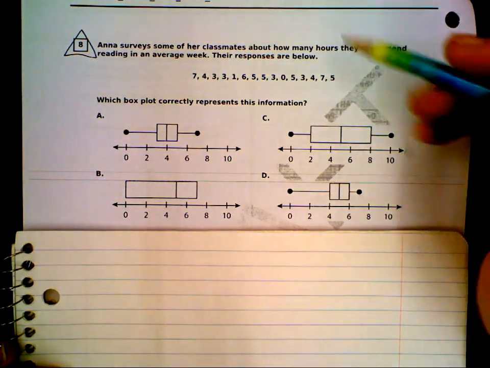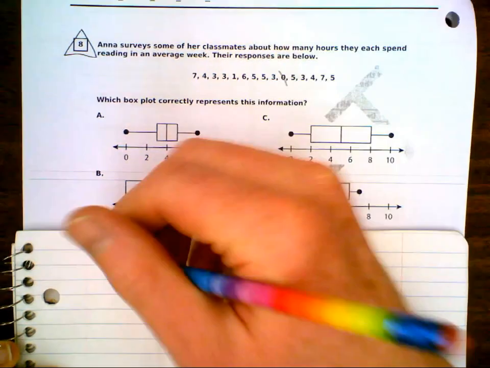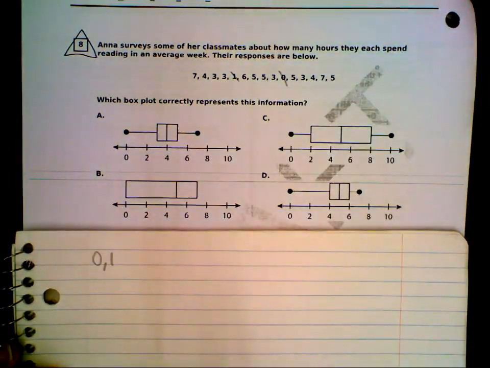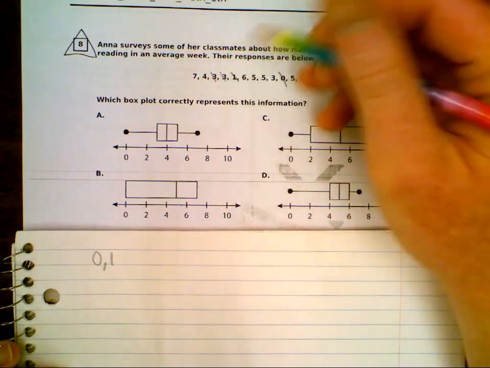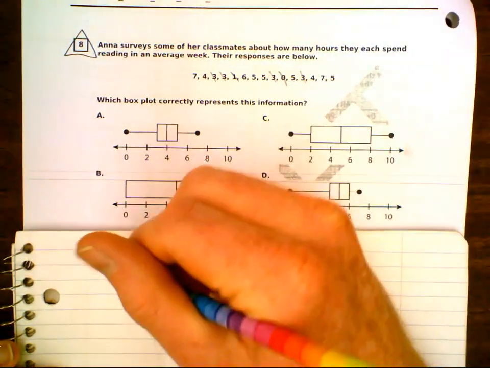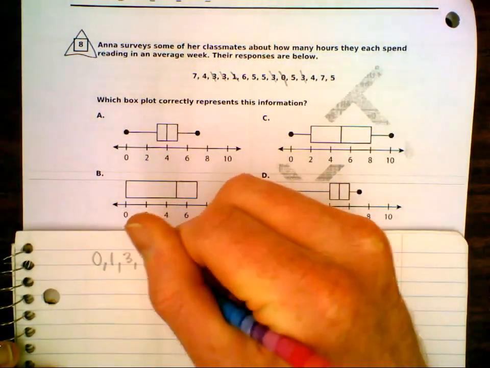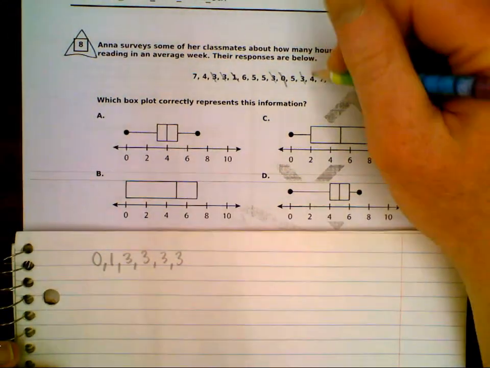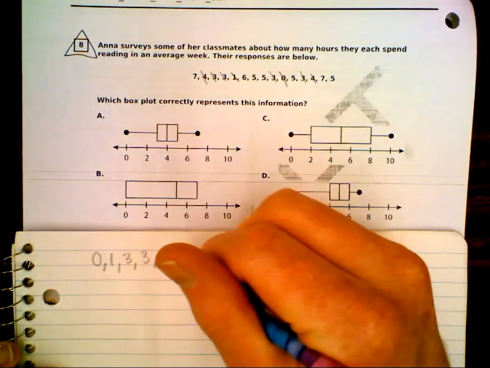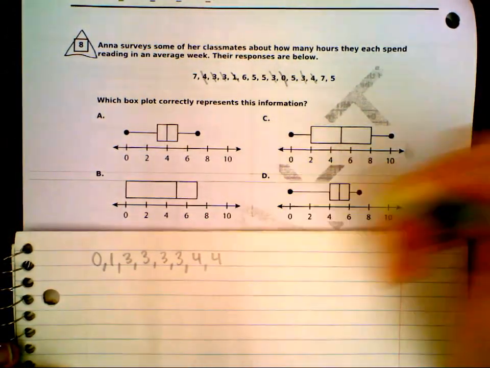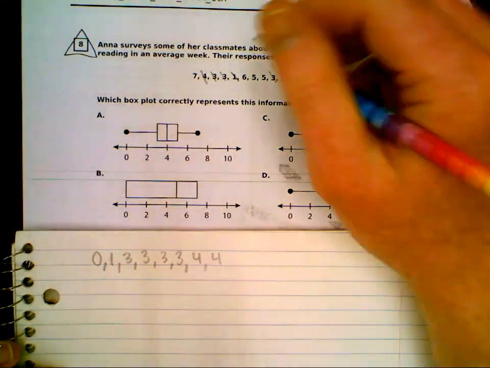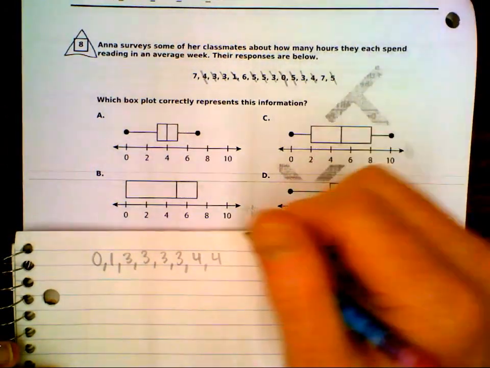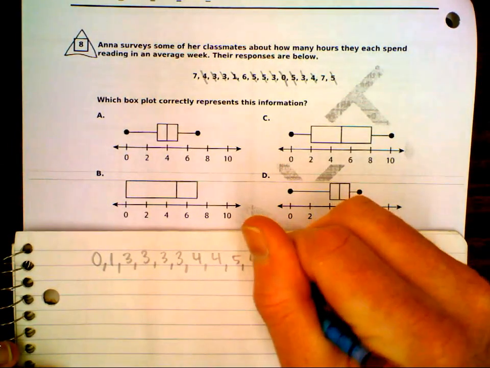So I'm going to do that one at a time, crossing them off. So we have a 0, a 1, we have 1, 2, 3, 4 3s. My next smallest value is a 4. There are 2 of those. And next are 5s. 1, 2, 3. Oh, there's a fourth one. 1, 2, 3, 4.